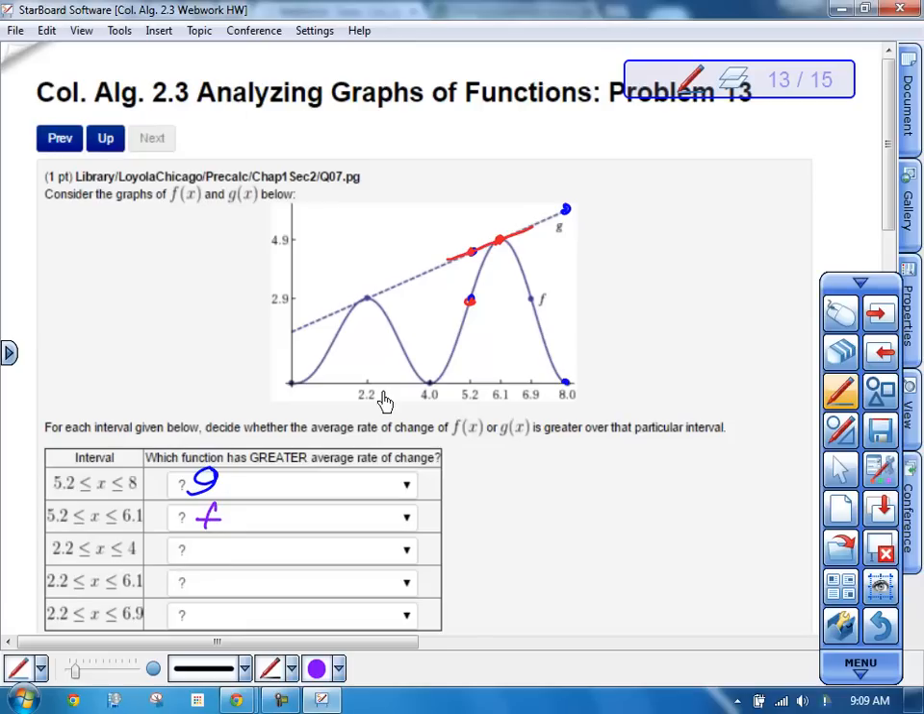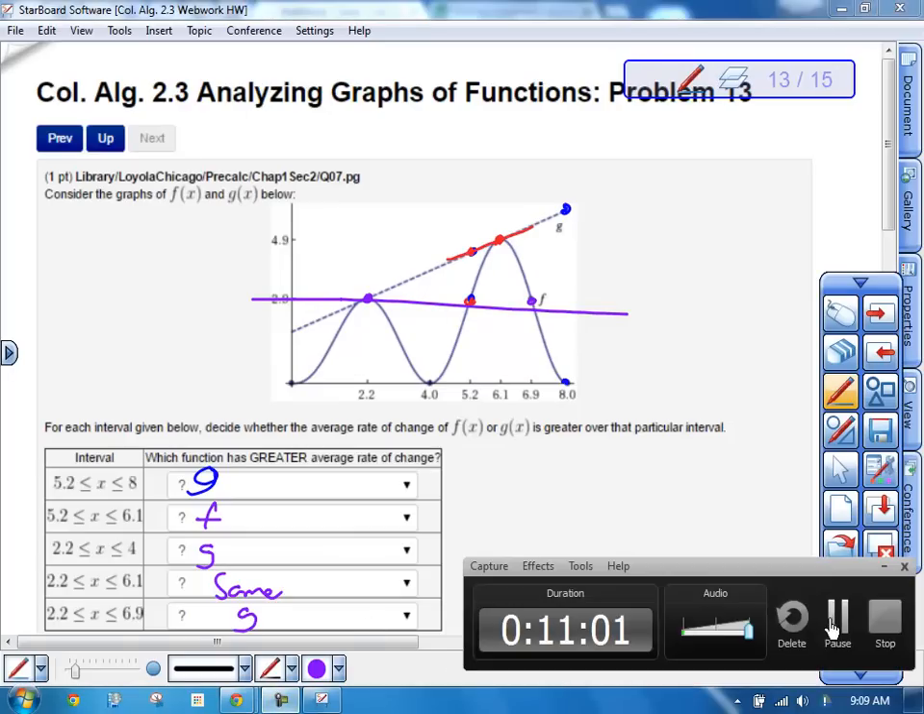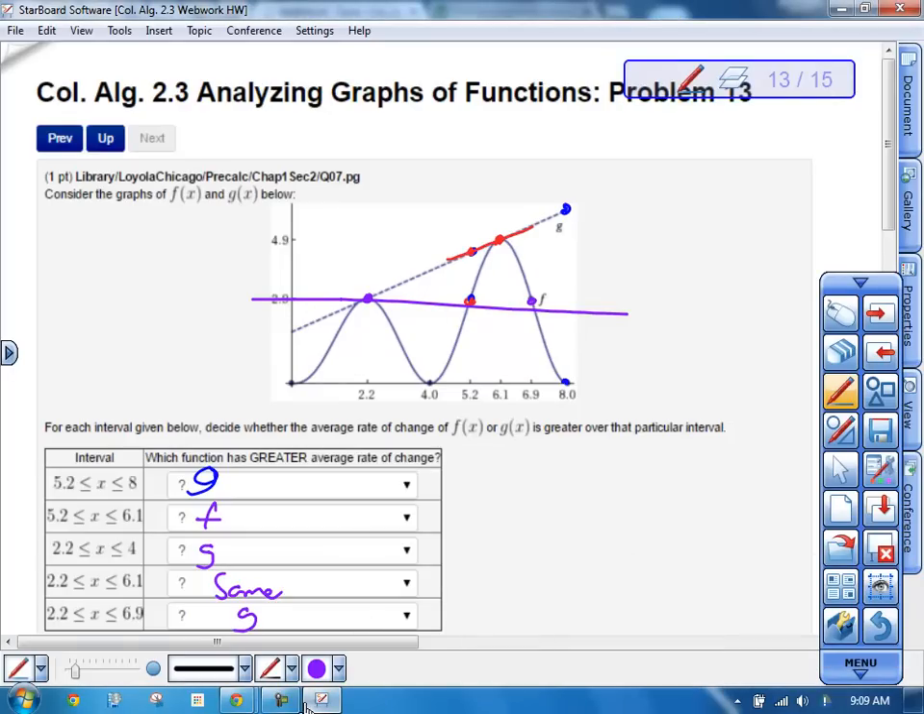Next one, 2.2 to 4. I'll just draw a purple line in again for the slope for f, and obviously g is greater because it's a red slope. So g would be greater there. And then 2.2 to 6.1 is here. That's actually the same slope as the red one, so they're the same in that situation. And then 2.2 to 6.9, 6.9 is right here. That's got a lesser slope than g, so g would be greater in the last one as well. Okay, I hope this helps.